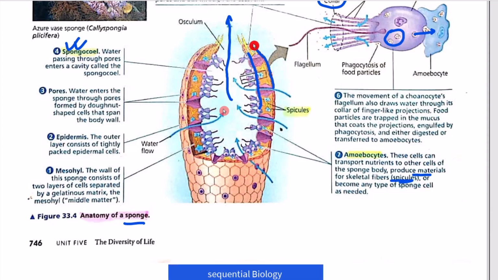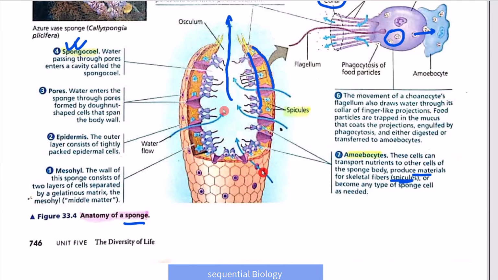This is the outer layer of this phylum, which is known as the epidermis. The outer layer is made up of many tightly packed epidermal cells. And in this epidermal layer there are many small pores, which are known as ostia.